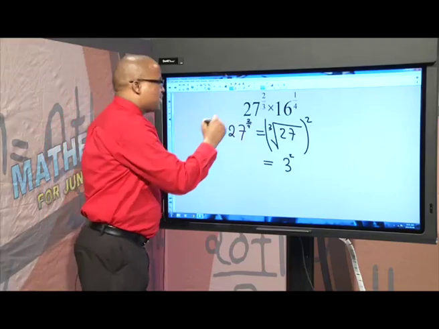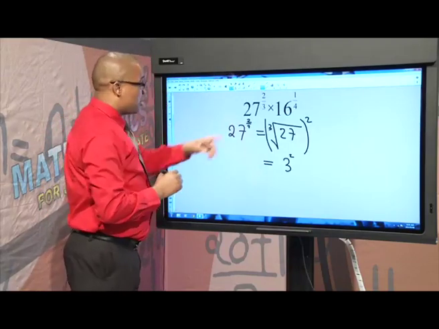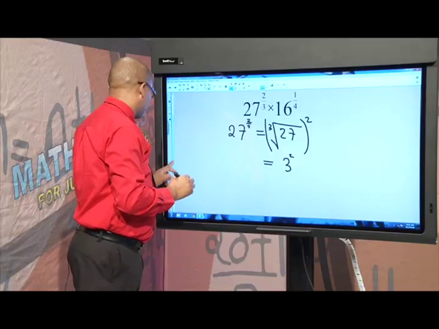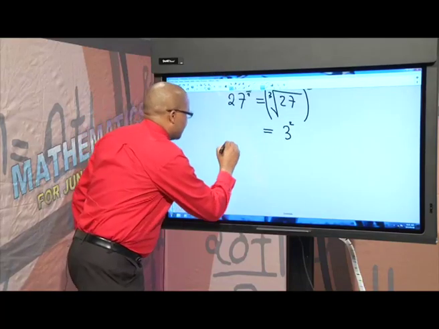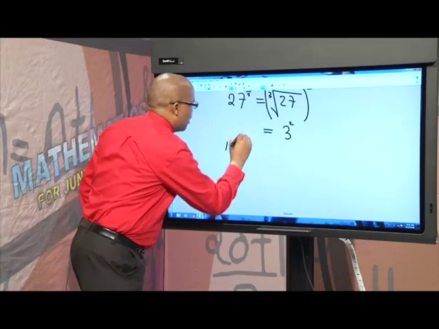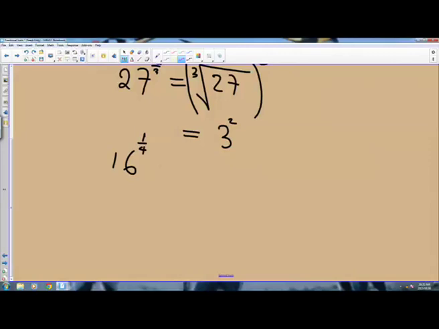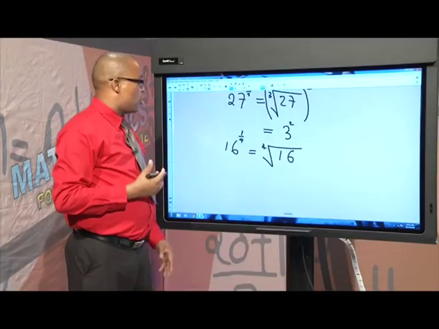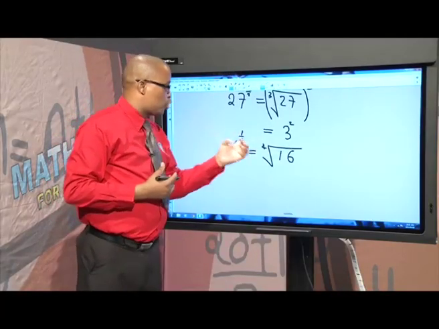And that's 3 to the power 2. And then what about 16 to the power 1 quarter? We need to evaluate this as well. 16 to the power 1 quarter is the fourth root of 16. And then what does it say? It says the fourth root of 16 raised to the power 1. When we raise a number to the power 1, it doesn't change its identity. So we'll just find the fourth root of 16.